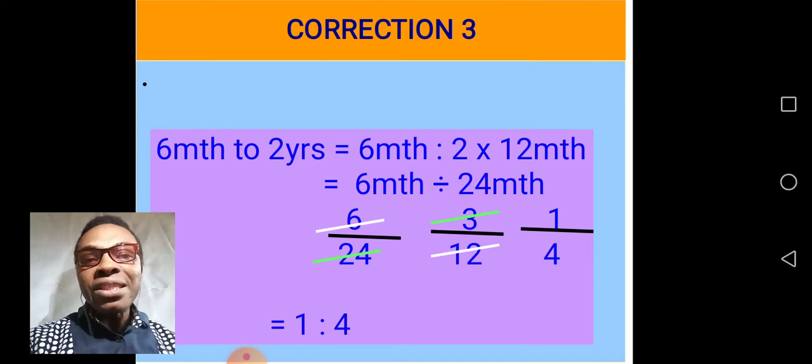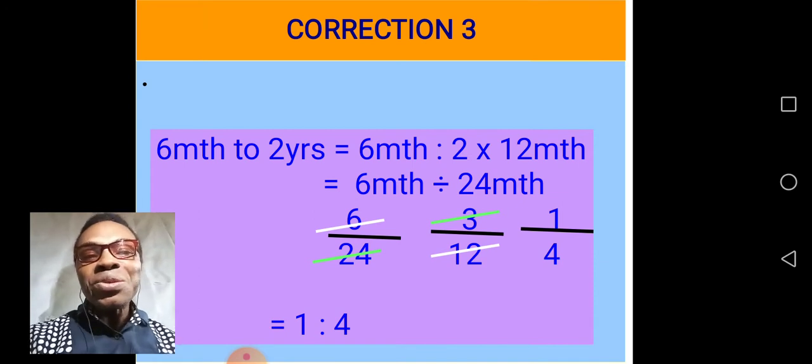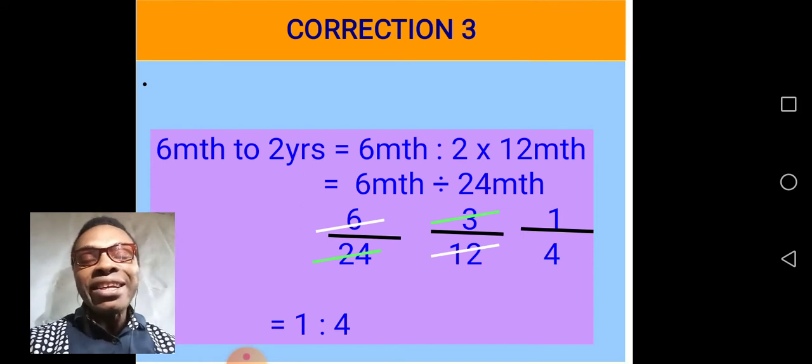We can divide with 6. 6 into 6 will give you 1, and 6 into 24 will give you 4. But if I used 2, 2 into 6 is 3, and 2 into 24 is 12. Then go ahead and cut with 3. 3 into 3 is 1. 3 into 12 is 4.